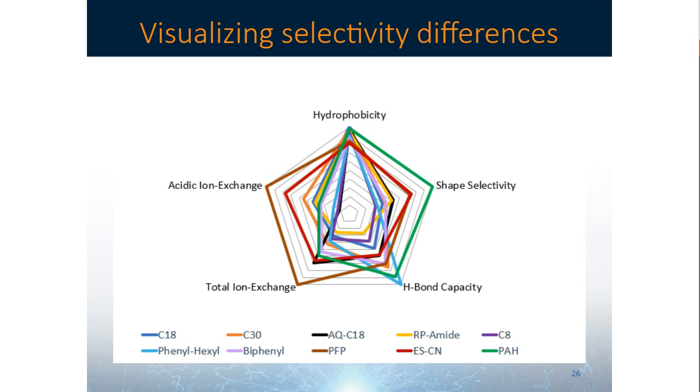And in terms of really pulling out the AQ-C18 versus C18 here, you can see there's more total ion exchange for the AQ-C18 versus our standard C18. But technically, I wouldn't say it's the most orthogonal.